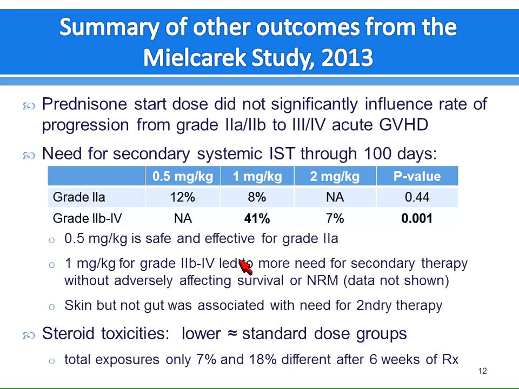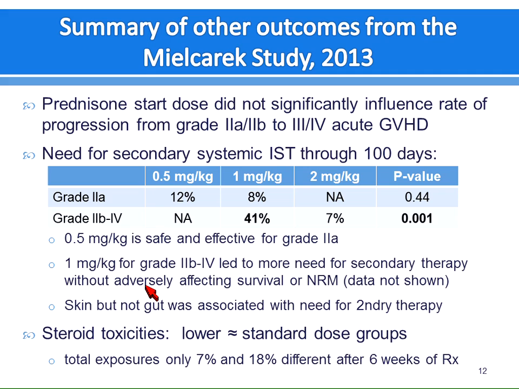And so you can conclude then that 0.5 milligram per kilogram prednisone is safe and effective for the grade 2As. What's interesting then, if you again look into the 1 per kilo versus 2 per kilo group, if you started at 1 per kilo and you had the more severe grade of GVHD, it was generally the skin manifestations rather than the gut manifestations that were associated with a need for more secondary therapy.